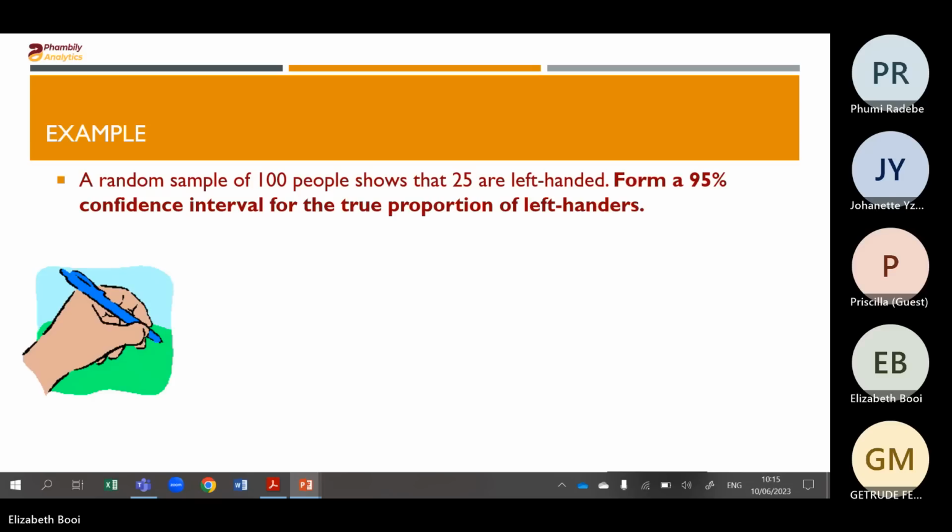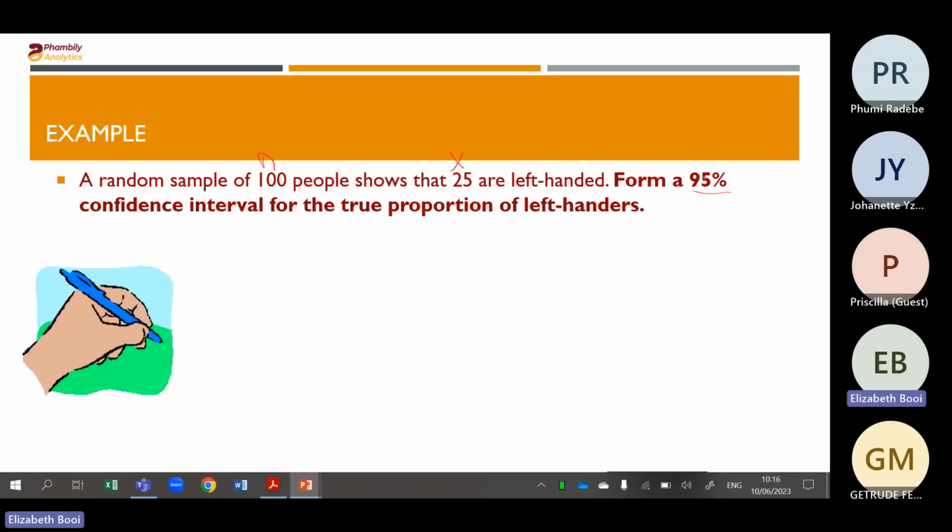So let's look at an example. A random sample of 100 people shows that 25 are left-handed. Form a 95% confidence interval for the true proportion of left-handers. Now we need to go back to the question and check what it is that they have given us. They have given you the sample size, and they have given you the observations satisfying left-hander.